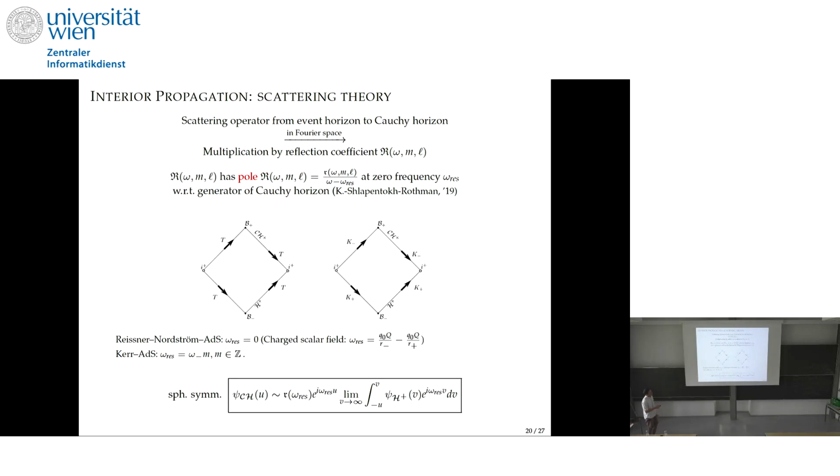And this pole is very crucial. You don't see this pole if you have data on the event horizon which is in L1. If the data fails to be in L1, then you see this pole. And in fact, we only decay like 1 over log, so we have to take this pole into account.